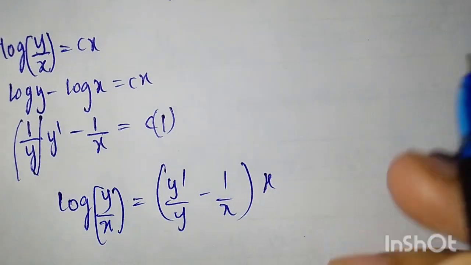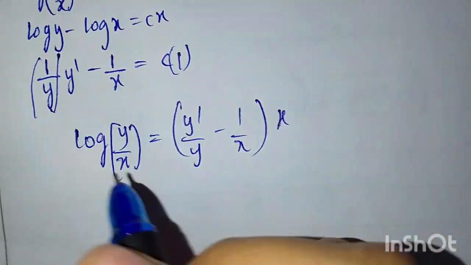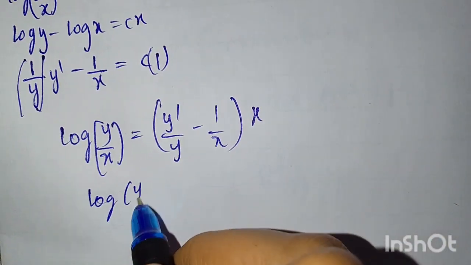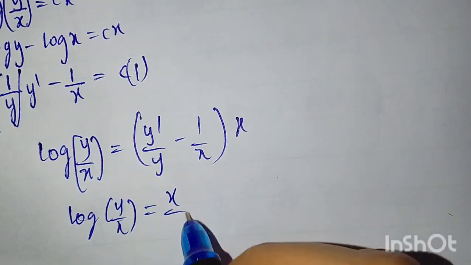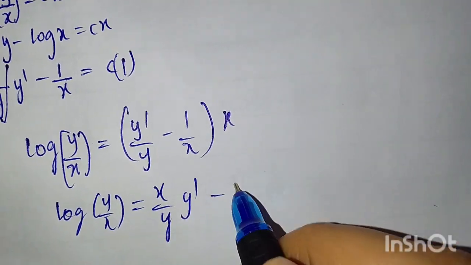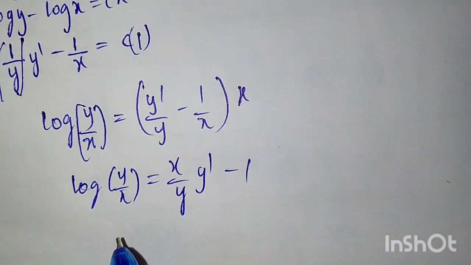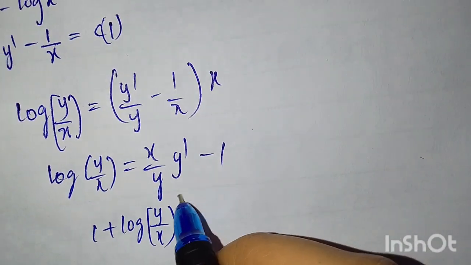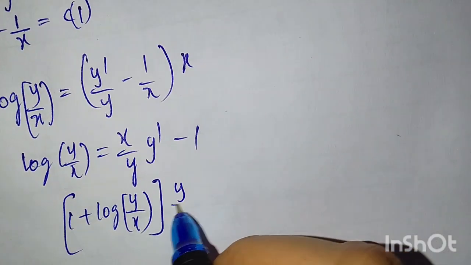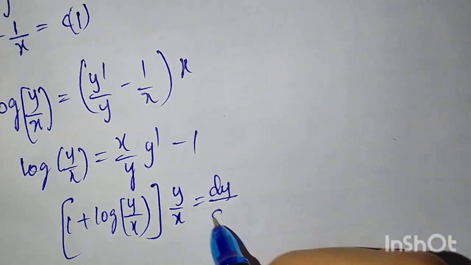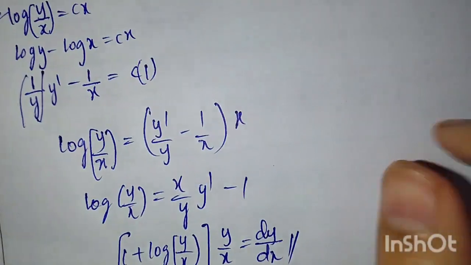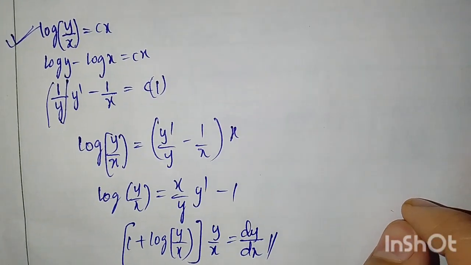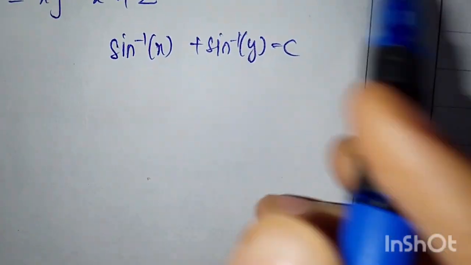Okay, so this get cancelled. So what will be left? X by y into y dash minus 1, or I can write it as 1 plus log y by x into y by x is equal to dy by dx. This is the formation of differential equation. And if question is this, we have to find differential equation.